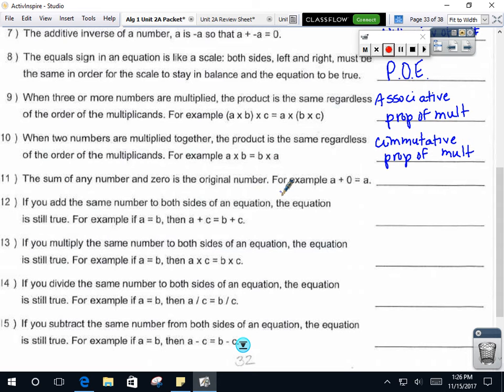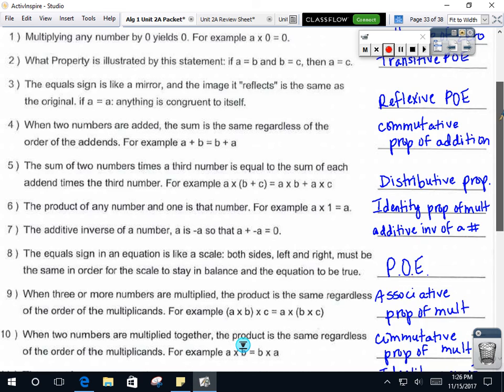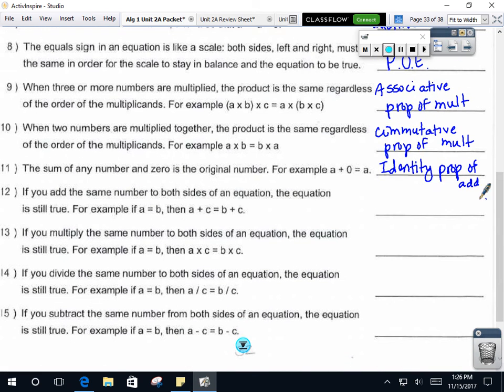All right, number 11, the sum of any number and 0 is the original number. For example, A plus 0 equals A. Identity property of addition. And this was also another one. Does anybody remember the other one? Addition property of 0. See up here how there was a multiplication property of 0? This is also the addition property of 0.